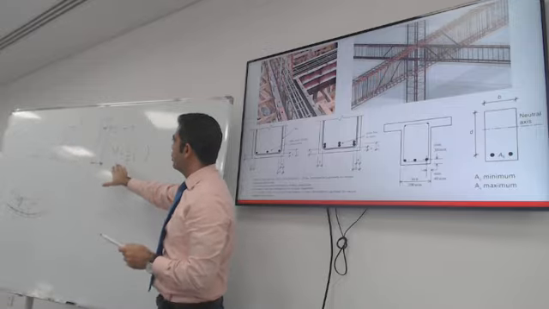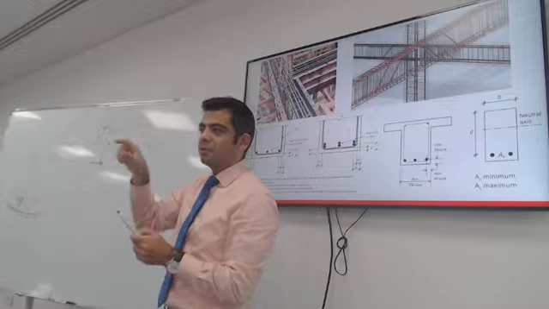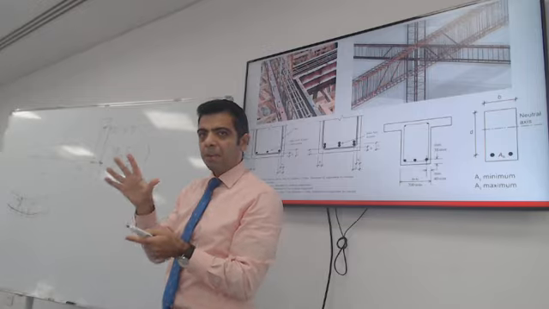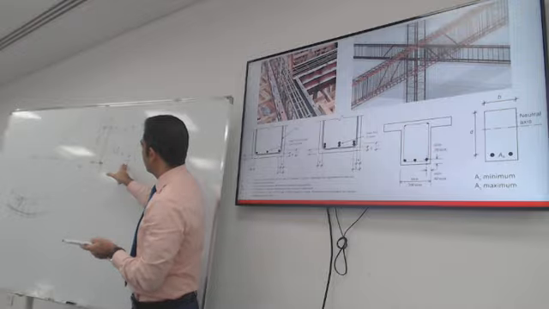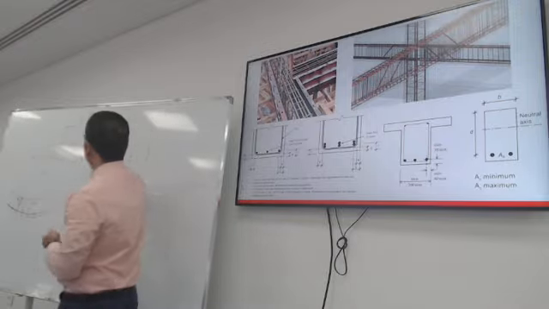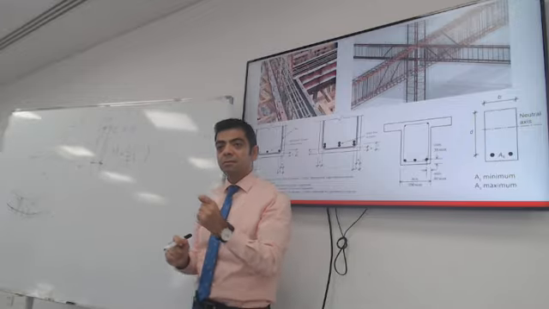So what is a moment? A moment is a force at a distance, or a couple, which is two equal forces at a distance. And this couple is either the tension or compression multiplied by this. The Eurocode calls this distance Z.